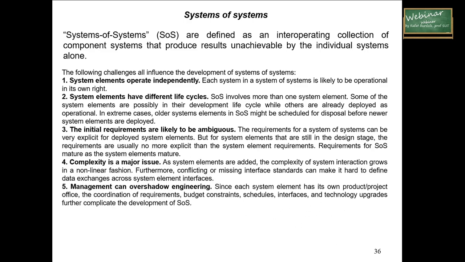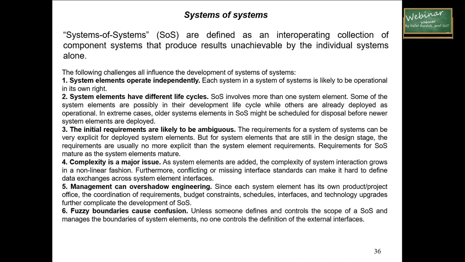The next challenge is that management can overshadow engineering. Since each system element has its own product or project office, it is a very common situation that the coordination of requirements, budget constraints, schedules, interfaces, and technology upgrades further complicates the development of an SoS. The next one is that fuzzy boundaries cause confusion. Unless someone defines the scope of systems and manages the boundaries of system elements, no one controls the definition of the external interfaces.